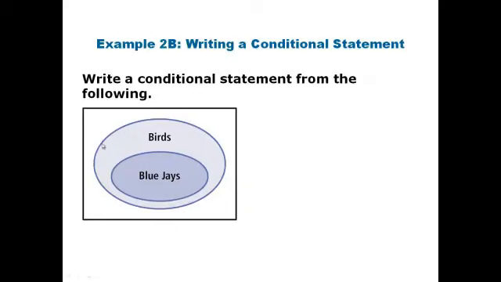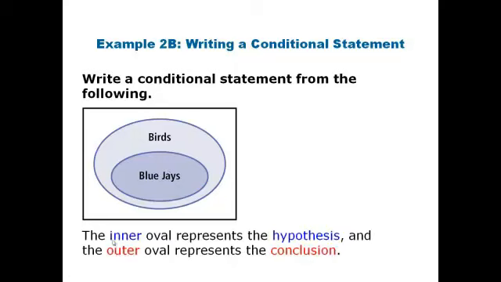Look at this one. This is a Venn diagram. Well, what does this Venn diagram show us? Well, it shows us that there are blue jays, and they are inside of birds. Well, that must mean that blue jays are birds. So how do we make a conditional statement out of that? Well, what's our condition? If an animal is a blue jay, then it must be a bird. So the inner oval is the hypothesis. The outer oval, that's the conclusion. So in this case, the statement is, if an animal is a blue jay, then it is a bird.